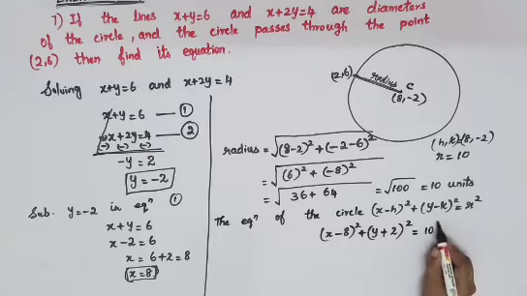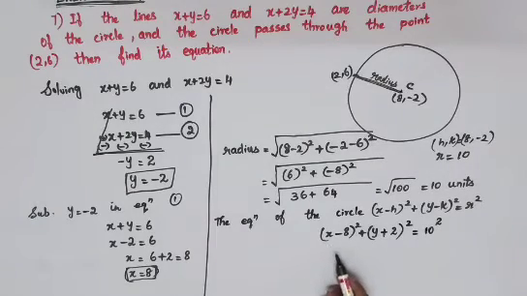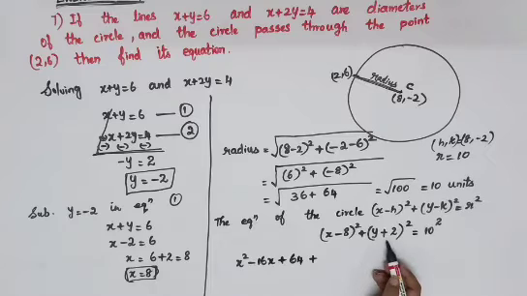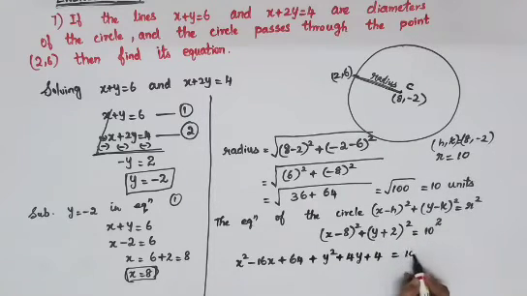R is nothing but your 10, so 10 square you will get. Now expanding, a minus b the whole square formula, and here it is a plus b the whole square. So straight away I will write x square minus 2ab, 2 into 8 is 16, so 16x. Then plus b square, b is 8 here, so 8 square you will get 64. Plus the same formula with plus, a plus b the whole square, so you will get y square plus 2 into 2 is 4, so 4y, plus 2 square you will get 4, which is equal to 10 square, that will become 100.